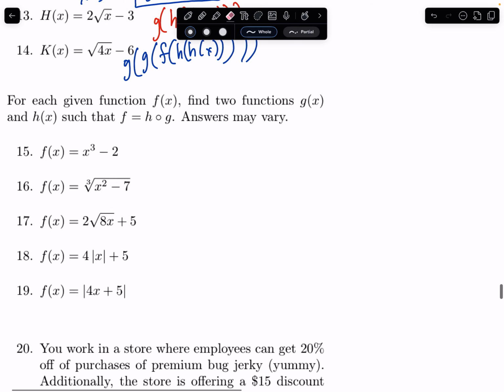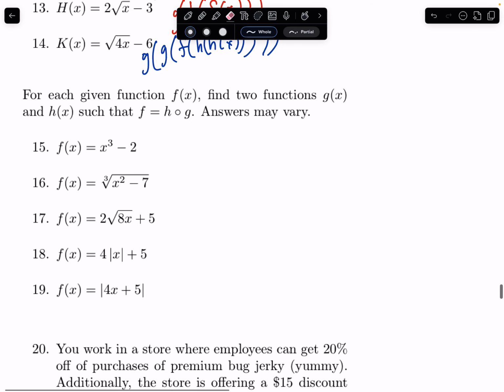Okay, so now onwards to the directions I was giving earlier, right? We want to give two functions. We're given an f of x. We want to pick two functions, g and h. So g is going to be the inside one, h is the outside one, such that f is equal to the composite function. And notice answers may vary. I'm going to give you one version, but you might get different versions from me because it depends on how you pick your g of x, right?